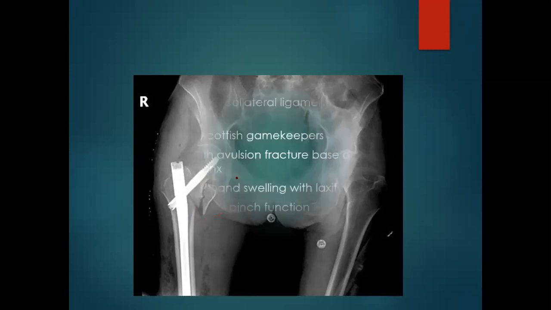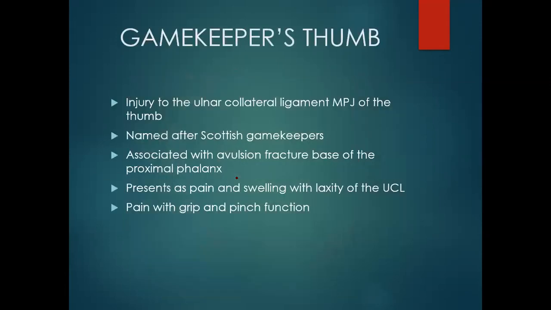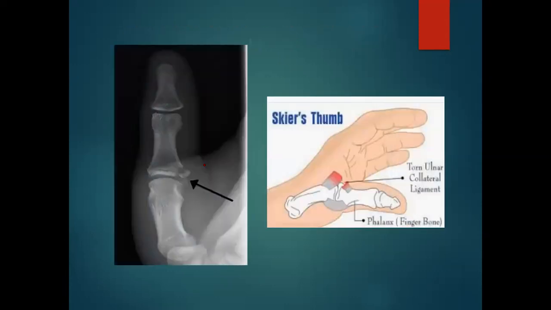He'll be fine. Okay, gamekeeper's thumb. Gamekeeper's thumb came from Scottish gamekeepers. I forget what they used to do, break some chickens' necks or something. But anyway, they would cause a ligament to tear in the thumb. There's laxity of the UCL, which we'll talk about, and pain with grip and pinch function. I haven't seen this a lot, but you do see it in skiers when they fall on their ski pole. They'll disrupt that ligament as well.